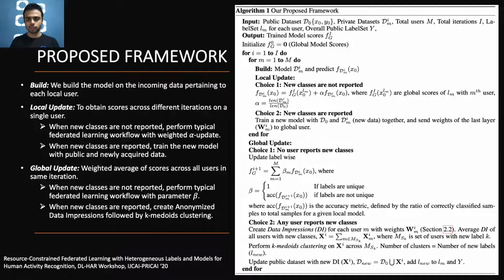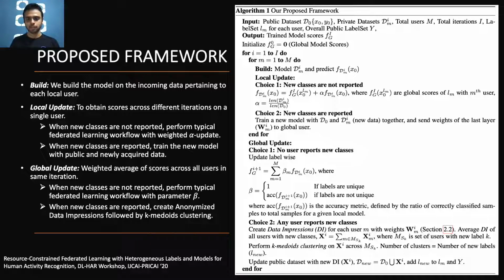There are three typical steps in our proposed framework. Initially, we build the model for the local user. The local update step is used to obtain local model scores. When new classes are reported, train the new model together with public data and new data, and use weights of the last layers for sampling softmax values.